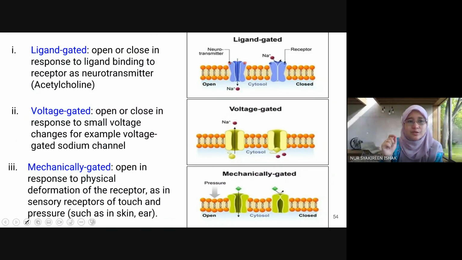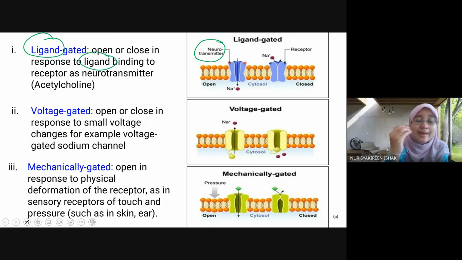Okay, so the first one here, we have the ligand gated channel. A ligand gated channel opens and closes in response to a ligand or chemical molecule binding to its receptor, for example, the presence of a neurotransmitter. An example of a neurotransmitter is acetylcholine.